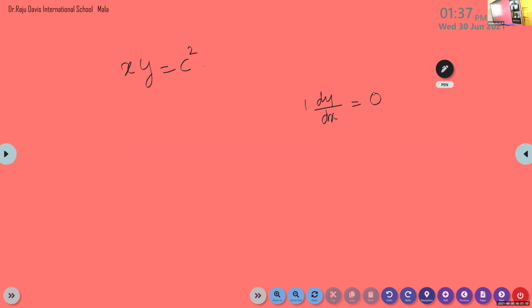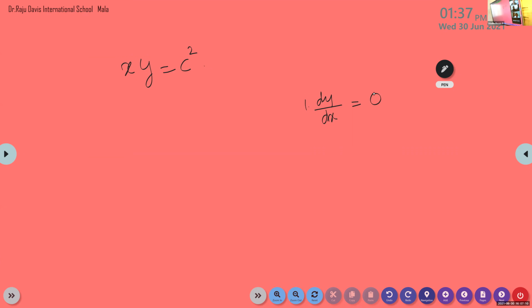No. Why? Whenever x and y come together, we should take it as a product of two functions. We have to use the product of functions rule. X is a function. What about y? Y is another function in x, isn't it? So y, if you differentiate, it is dy by dx. So we can't differentiate both the functions at the same time.